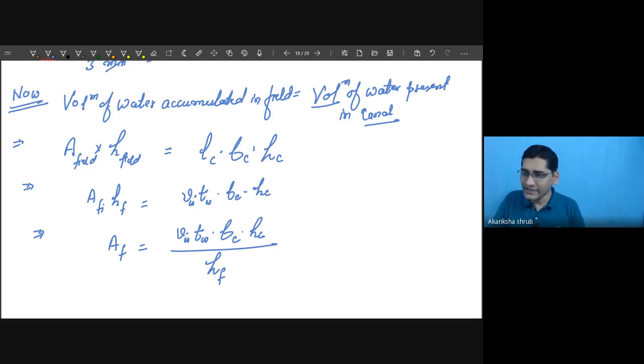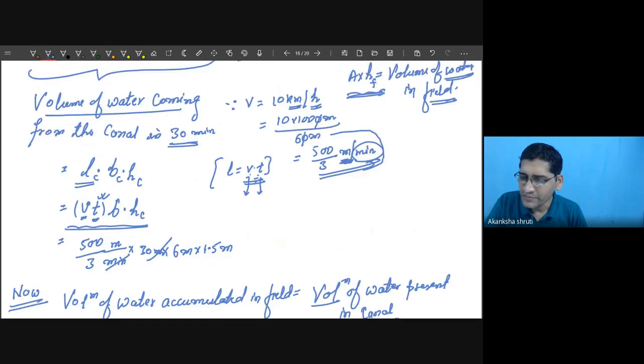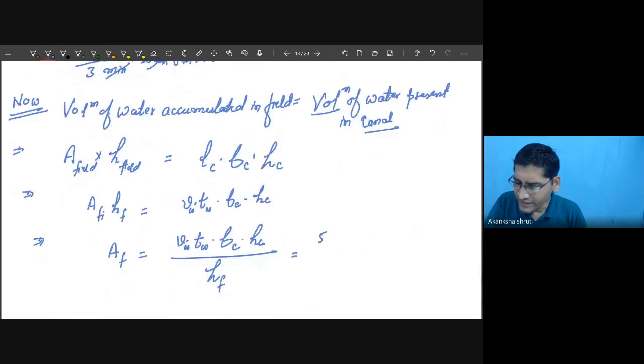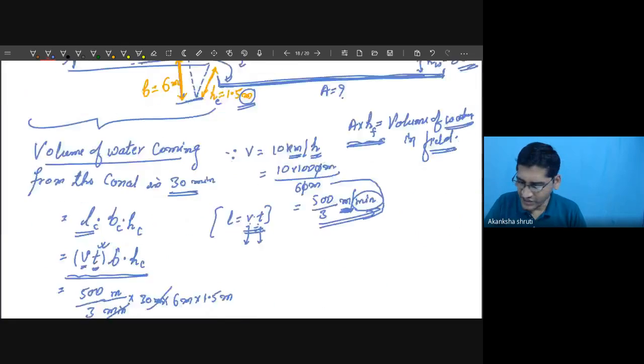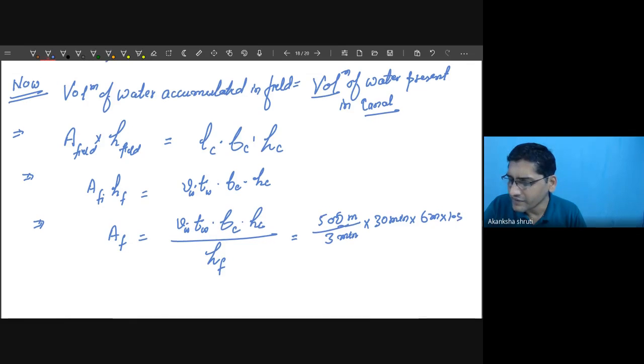Now be careful regarding the units. That's why I have substituted the velocity or speed of water, rather than kilometer per hour, we have converted into meter per minute because the time given is in minutes. So substitute it: 500 divided by 3. If you have doubt, you may put the unit also here, and then finally cancel the unit. Into 30 minutes, the width of this canal is given as 6 meter. So 6 meter into the depth 1.5 meter.